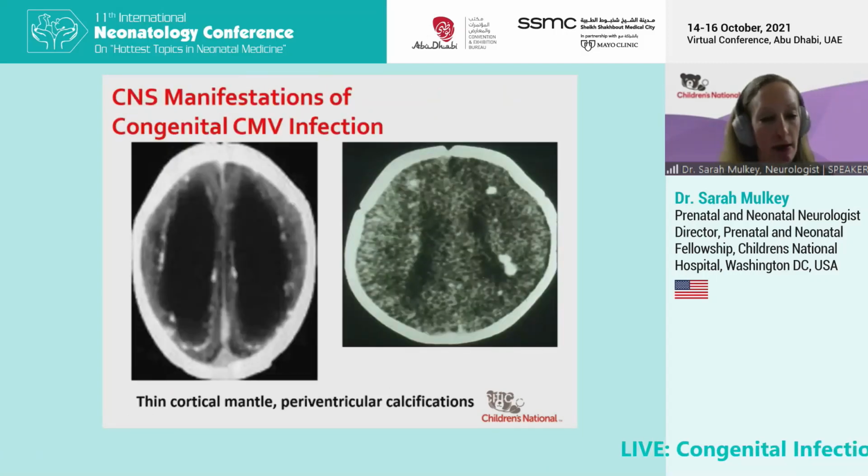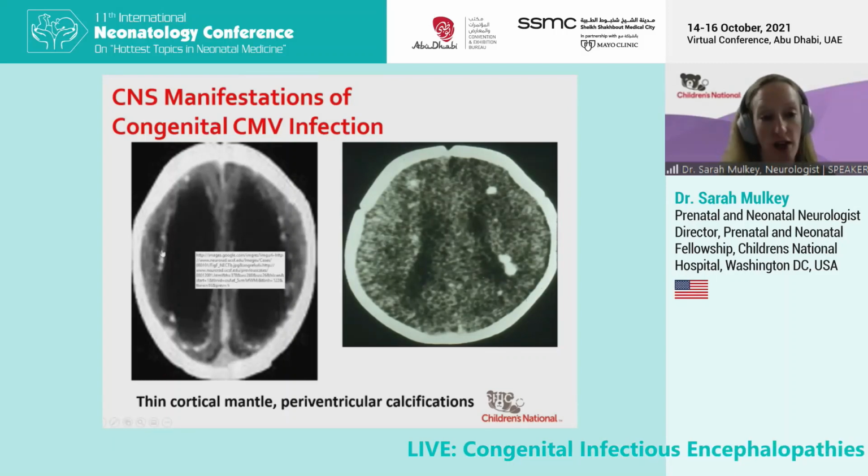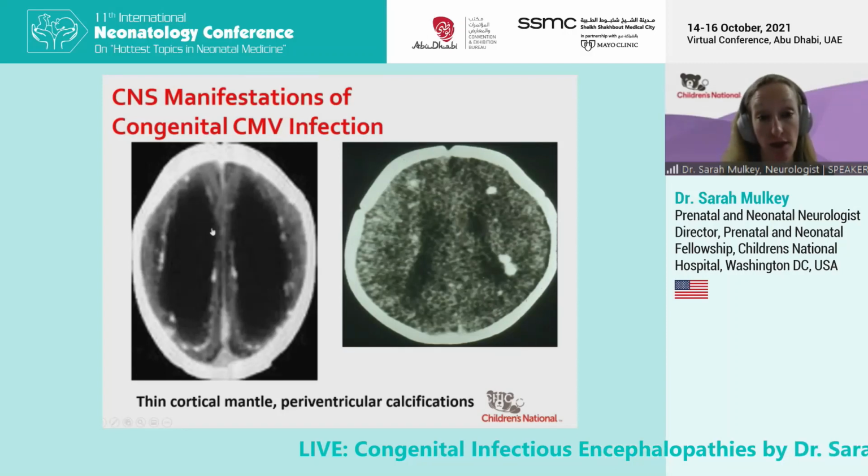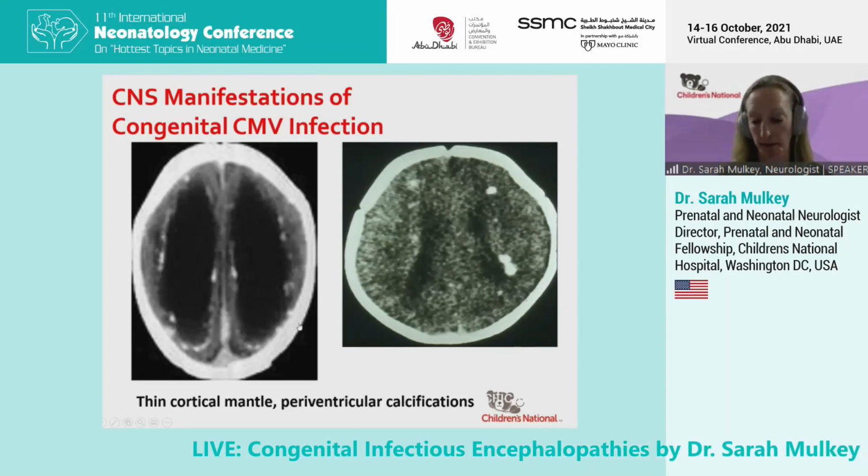And here, again, these are the calcifications in CMV. They really have a hallmark location of being along the lateral ventricles, which is different from the other congenital infections.